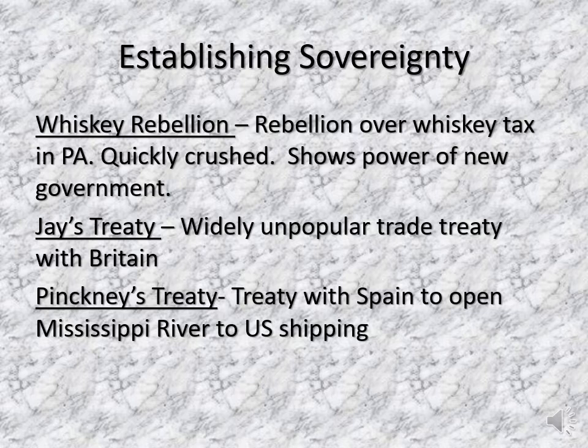Jay's Treaty was a widely unpopular trade treaty that was signed with Great Britain. Pinckney's Treaty was a treaty that was signed with Spain to open up the Mississippi River to shipping. At the time, Spain did hold control of what is present-day Mexico. They held some of the waters in the Gulf of Mexico. If you remember, we did buy Florida from Spain, so we needed to have Spain as an ally, and we had some trade deals with them as well.